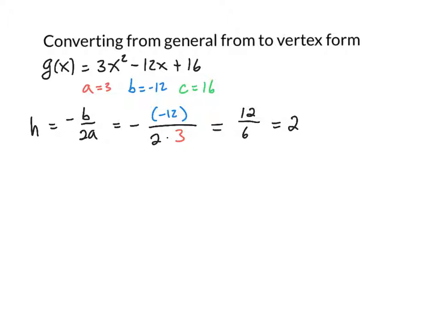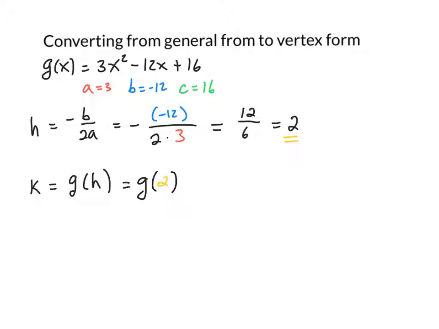So step 2, we're going to find k. So if you remember, k is equal to f of h. So what I need to do is take this value that I have here, 2, and I need to plug it back in to my original function. Okay, so in this case, what I have is I said f of h, but we don't have f, right? So what I'm going to do is replace this with my new function name. It's really g of h. Okay. And so in this case, what I want to do is find g of 2.